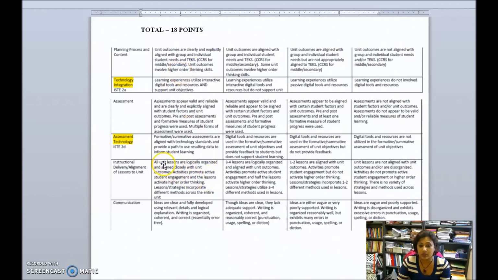Your units, lessons are logically organized and closely related to the outcomes. That is very important. Then here you have your activities promote higher order thinking. So this is where your questioning also comes in, is are you using HOTS throughout the lesson? And your ideas to be developed, your writing to be coherent and organized. So this is what the rubric looks like when you are doing your lesson 1 and your lesson 2.